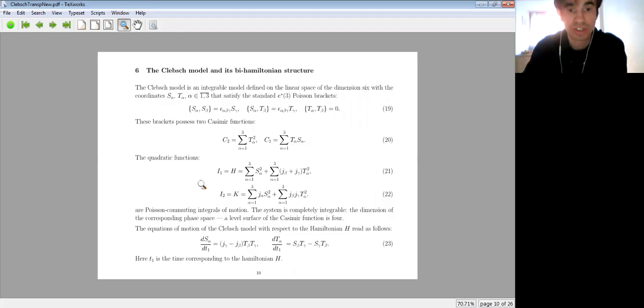2 quadratic functions E1 and E2 given by formulas 21, 22 are Poisson commuting integrals of motion. Say H is the Hamiltonian and K is the integral. So evidently, the system is completely integrable. The dimension of the corresponding phase space, a level set of the Casimir functions, is 4, and we have 2 Poisson commuting integrals. The equations of motion can be easily written, for example, with respect to the Hamiltonian H, and they have the form 23. Here, T1 is the time corresponding to this Hamiltonian.